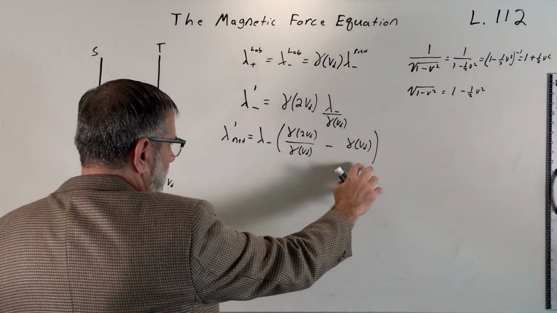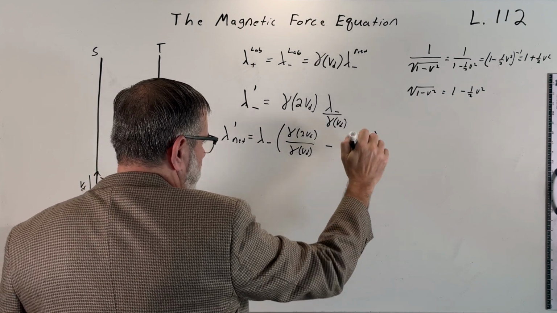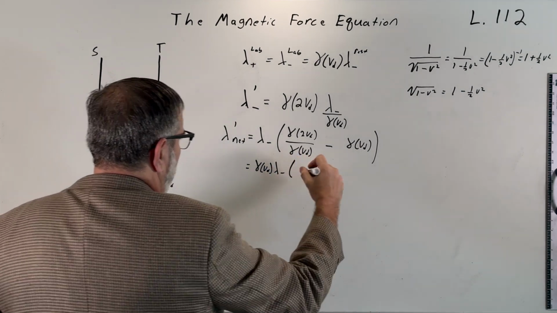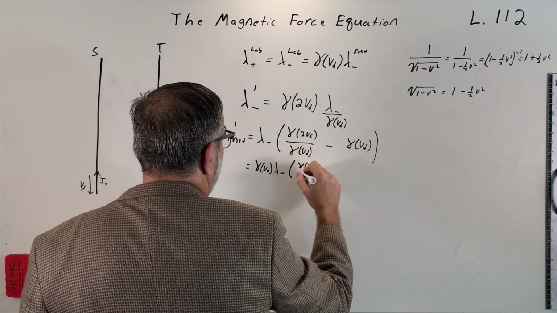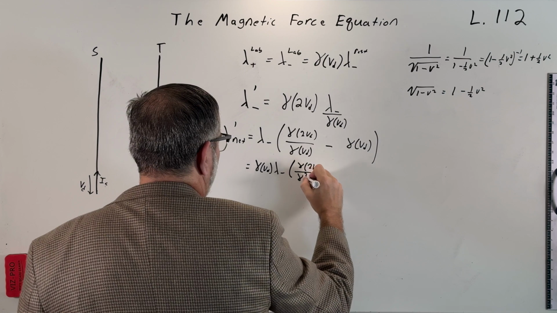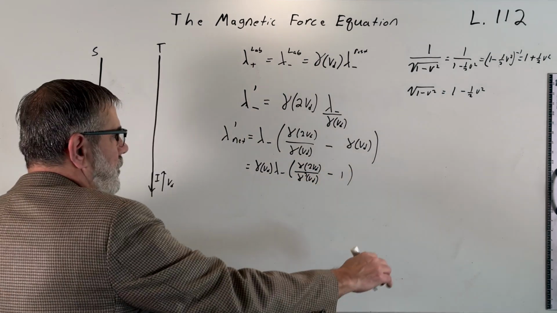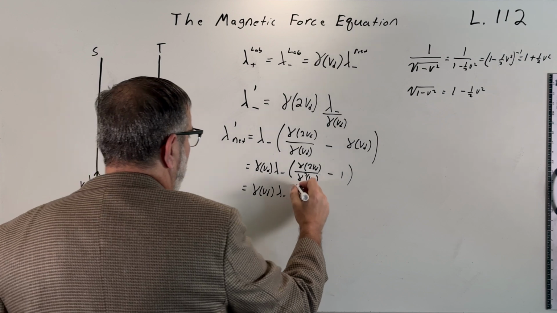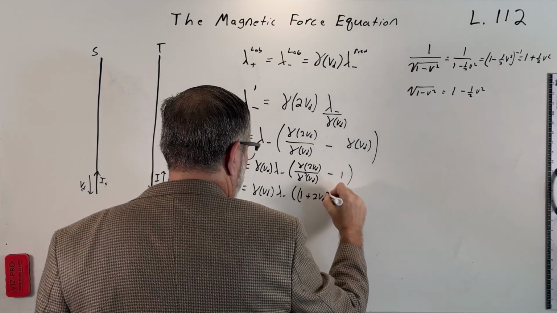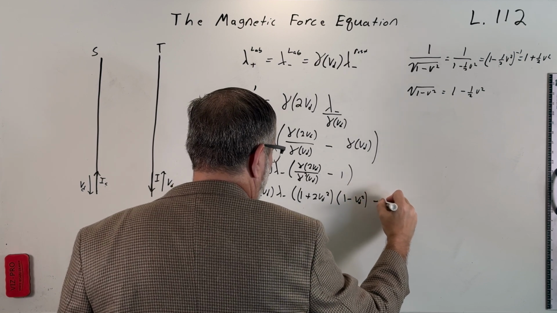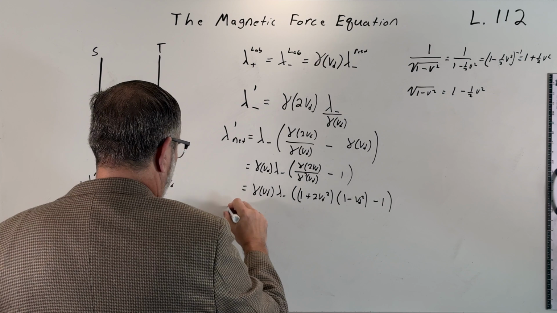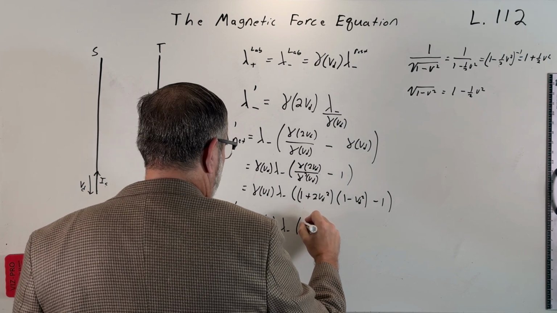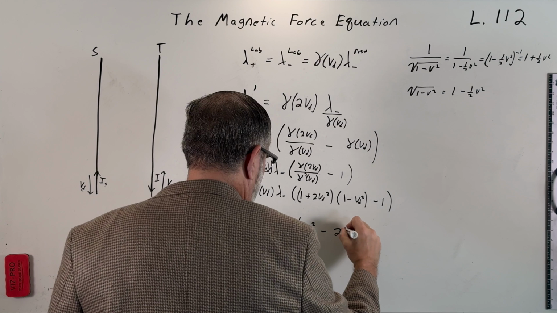So if we do that, first thing I want to do is factor out this gamma of v sub d. That will give me gamma of v sub d times lambda minus, that's going to leave a gamma 2 v sub d here. This will then become gamma squared v sub d minus 1. If I apply these binomial approximations to this term, gamma v sub d lambda minus, and in here I will get 1 plus 2 v sub d squared times 1 minus v sub d squared minus 1. After simplification, this will give me that lambda net prime is equal to gamma v sub d lambda minus times v sub d squared minus 2 times v sub d to the 4th power.